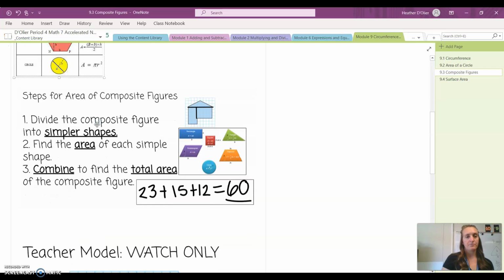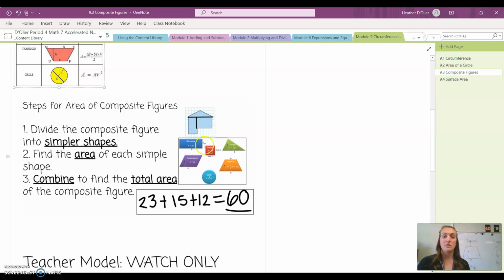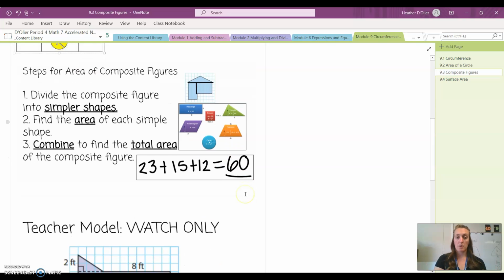To remind you, I gave you steps with these that also had those formulas, but our steps for it are: divide the composite figure into simpler shapes. Think of those shapes that you already know. Find the area of each simple shape, combine to find the total area. That might be addition, that might be subtraction. It really depends on the problem you're working on.